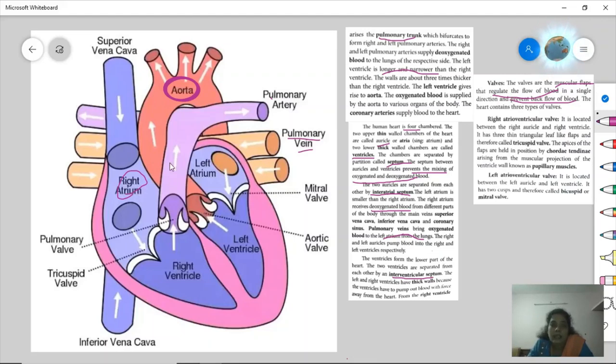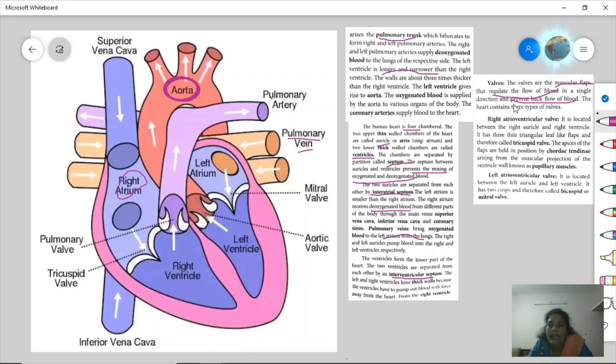These valves regulate flow of blood in a single direction. When the blood is passing or moving, it won't mix together. Oxygenated blood as well as the deoxygenated blood won't mix. Why? Because of the valves. It regulates the flow of blood in a single direction and prevents the back flow of blood. Once it is passing through this way, it won't come back. Only one direction it can move.